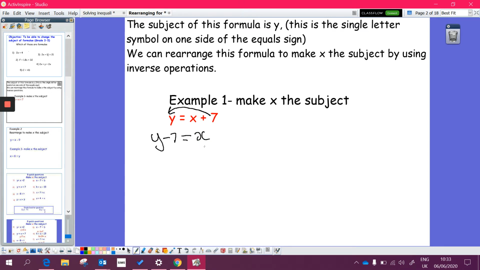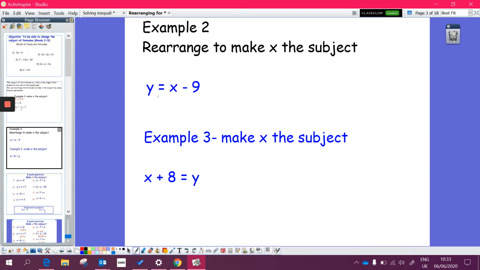Some people like to then flip it back round, so you can just write it as x equals y minus 7. But again, if you leave it like that, that's fine because it's still x as the subject. Look at example 2, again, still quite easy ones at the minute. We'll take it step by step.